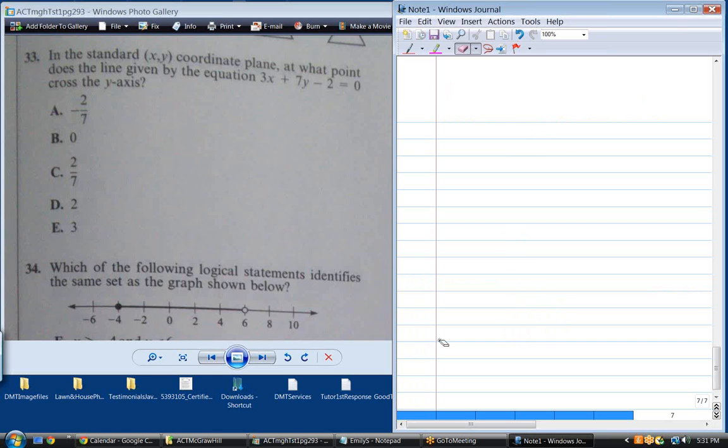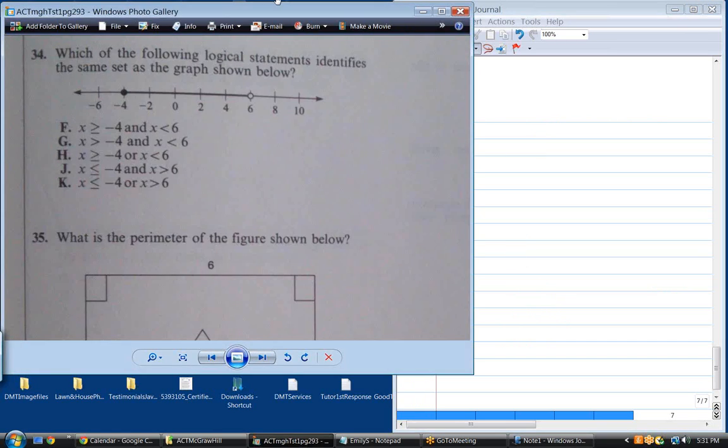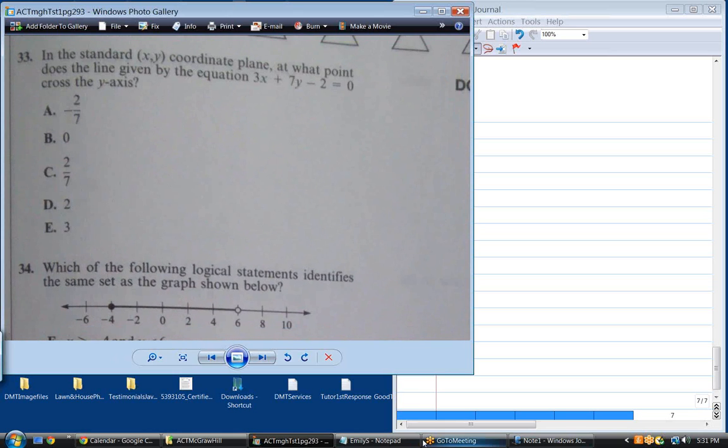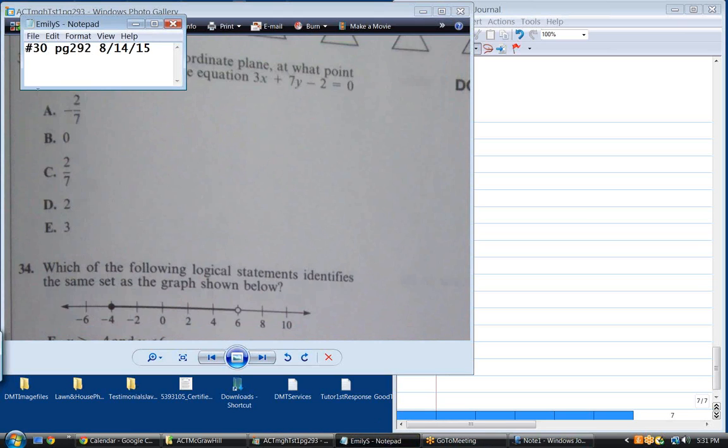All right, it's 5:30. Why don't we stop with 33? And let me make a note here. We got through 33 of 293, and this is what, 9-9? 9-9, yeah.